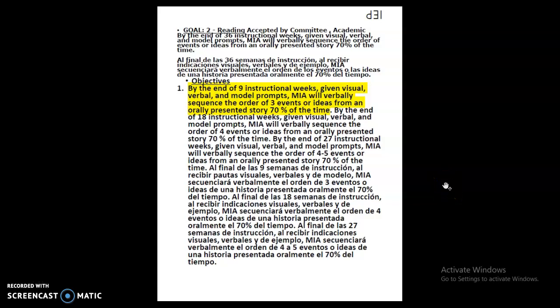Hi Mia, we are going to continue working on IEP goals. This is goal number 2. Now listen carefully. By the end of the 9 instructional weeks, given visual, verbal, and model prompts, Mia will verbally sequence the order of 3 events or ideas from an orally presented story 70% of the time.